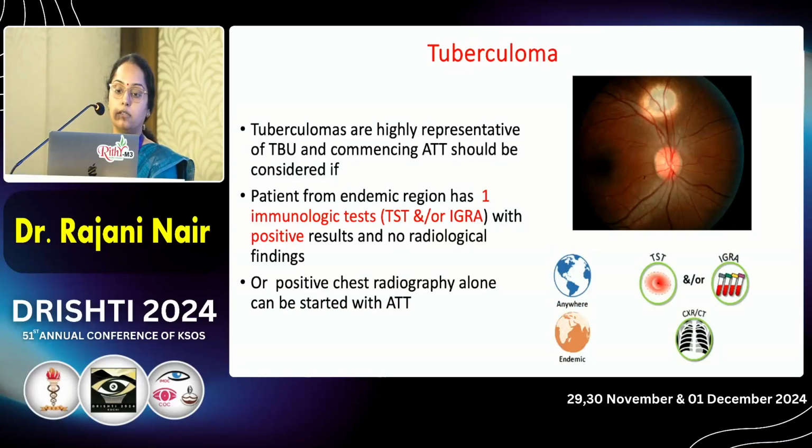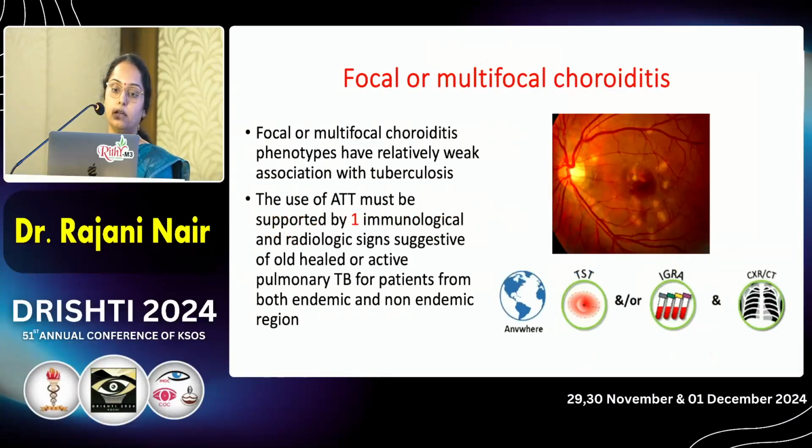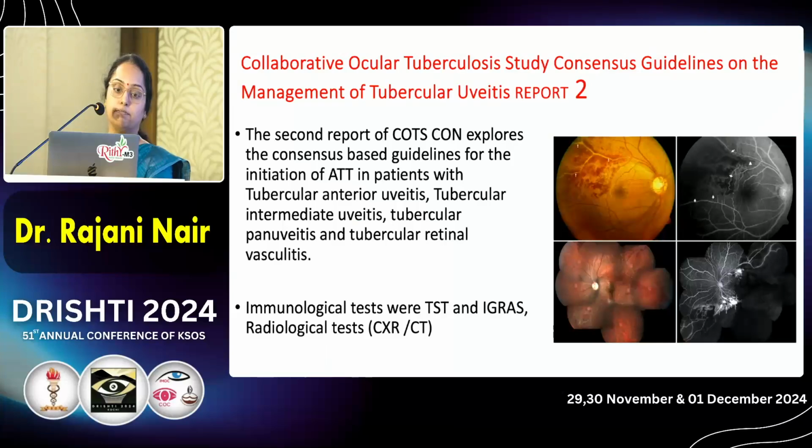Tuberculomas are another highly representative phenotype, and commencing ATT should be considered if there is one immunological test with positive results and no radiological finding, or a positive chest radiograph alone. Focal or multifocal choroiditis, however, have a relatively weak association. The use of ATT must be supported by one immunological and one radiological sign suggestive of old, healed, or active pulmonary TB, regardless of endemicity.